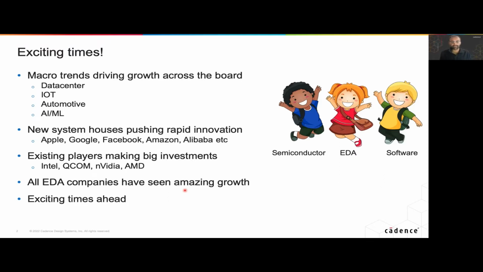Even the existing players are not sitting idle. They're making big investments. They are improving their designs, and they are competing with these system houses in all aspects. So all EDA companies are growing because of that, and the exciting times are going to continue. I think there is still a lot of work to be done in this area. There's still going to be a lot of requirement from EDA to deliver on various aspects and on various technologies for lower nodes, for 3D IC, and various other things.